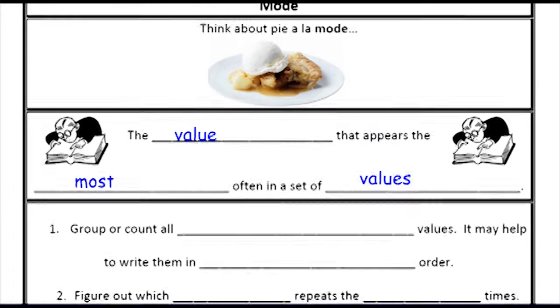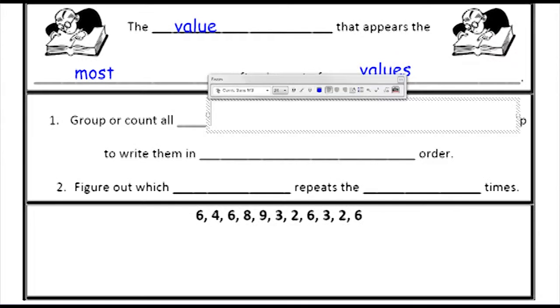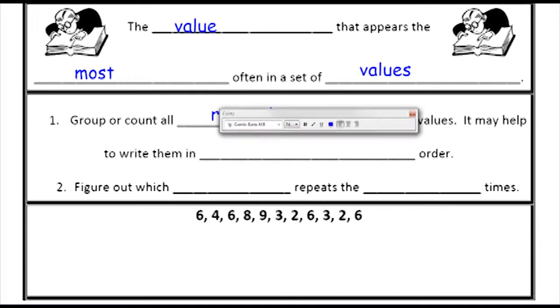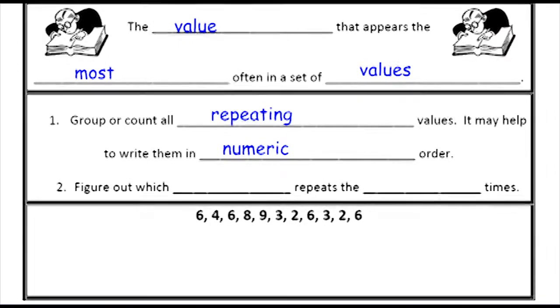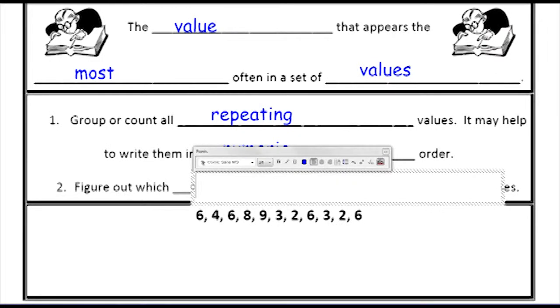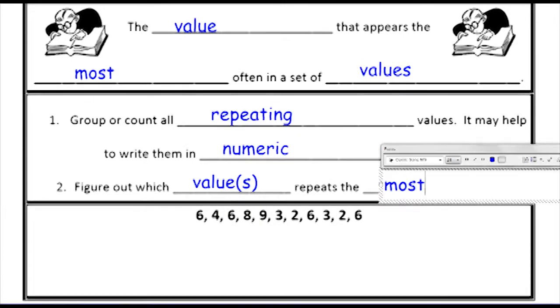There's some shortcuts, some tricks, some tips in order to find the mode very easily. Group or count all values, all repeating values. It may help to write them in numeric order. You can also find some kind of visual way to group or count them. We'll look at some examples of that. Figure out which value or values, because you'll see there may be more, repeat the most times.